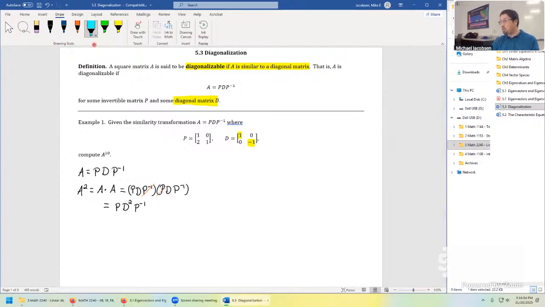So that looks like it's the relationship that we're interested in. A to the power of 2 just gives us a new similarity transformation where the diagonal matrix D has changed into D squared.